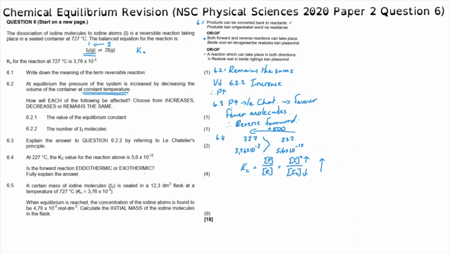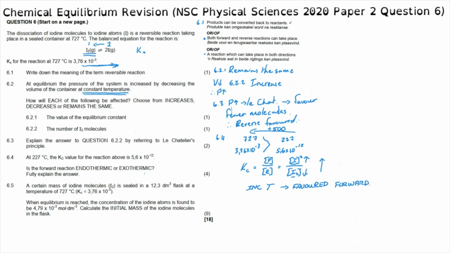What that tells us is that we have favored the forward reaction. The forward reaction has been favored because we've produced more iodine atoms and fewer iodine molecules. So what we can now say is that an increase in temperature has produced a favoring of the forward reaction because we have increased the concentration of iodine atoms and decreased the concentration of iodine molecules. So we favored the forward reaction.